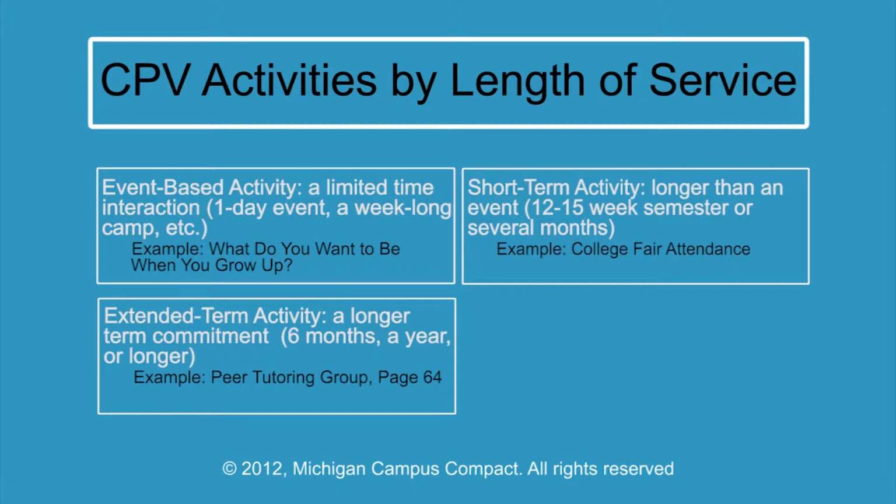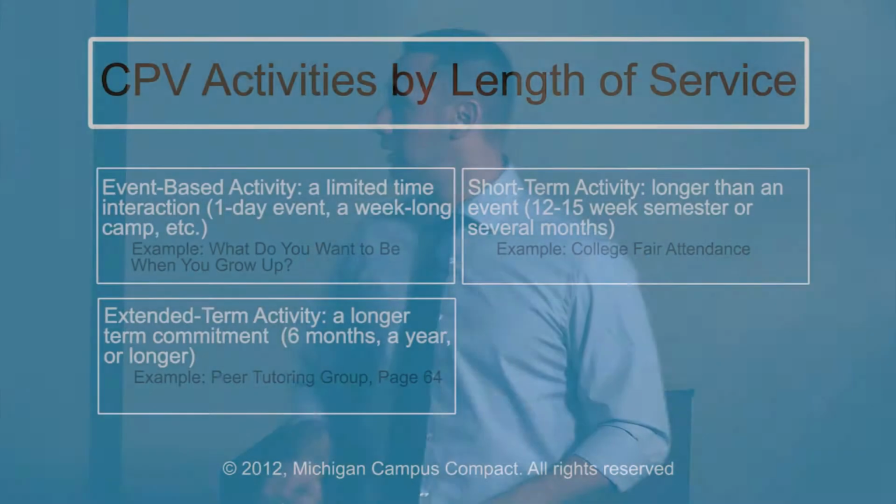An extended term activity is a longer term commitment. It's 6 months, a year, or even longer. An example here would be peer tutoring groups, or maybe even individual tutoring itself, where a CPV would have the opportunity to work with 1 or more students over the course of an entire semester to make sure they're helping them with their work, with whatever else they need assistance with, and whatever they feel will really help the student improve academically or anything else that they've deemed fit for that school between the student and the CPV.